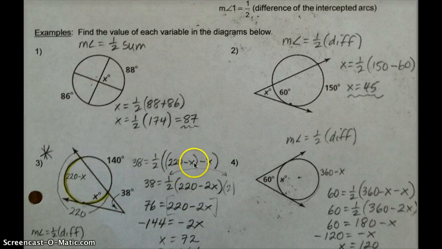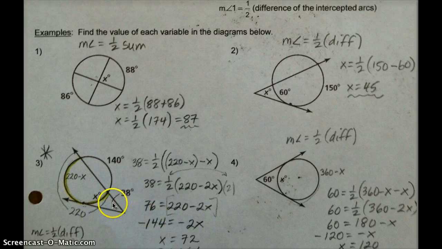Now when we just do the algebra, we have minus x, so we get 220 minus 2x, and then we're multiplying by a half. So in order to get rid of this half, we're just going to multiply by 2 on both sides. We get 76 equals 220 minus 2x. Solve out this equation, and we get negative 2x equals negative 144, and we get x equals 72. So the measure of this arc is 72.